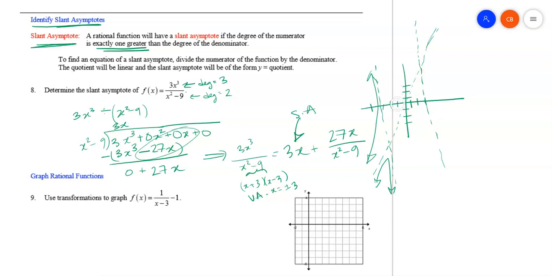And then in here we could pick something like -1. That's easier to plug in. F of -1 is, of course, 3 times -1 cubed over -1 squared minus 9. So -1 cubed just becomes -1, so it's like -3 on top. And then on bottom goes 1 minus 9, which is -8. So it becomes 3/8.